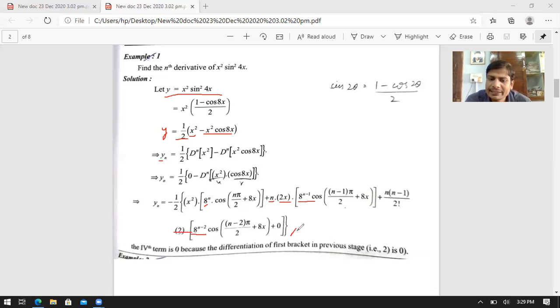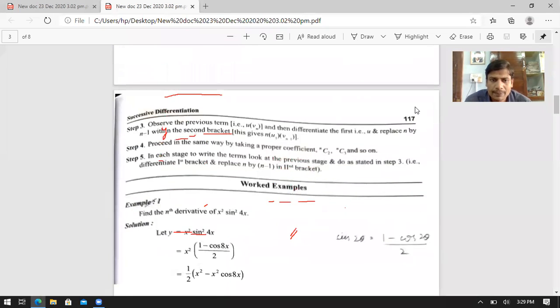You are only applying that Leibniz theorem. See here, first, even if you are given to find the nth derivative of x square into sin square 4x, you take the first simplification. After that, the nth derivative, that is yn. After that, you apply the Leibniz theorem. In your exam, when you solve this question, first you write the formula also. In each example you write the formula. At that time you remember this one.